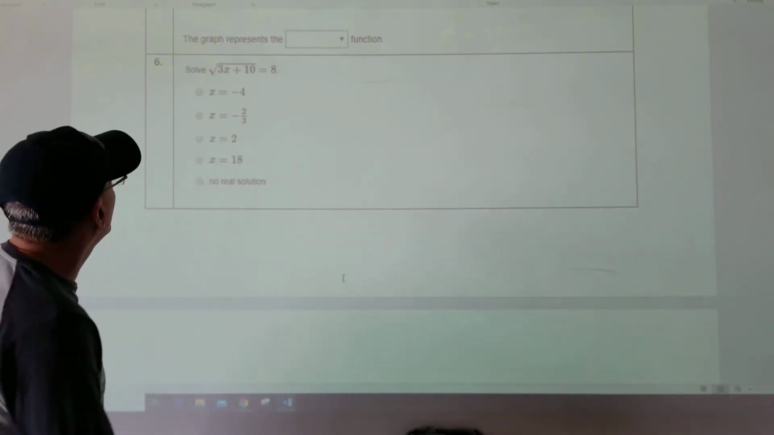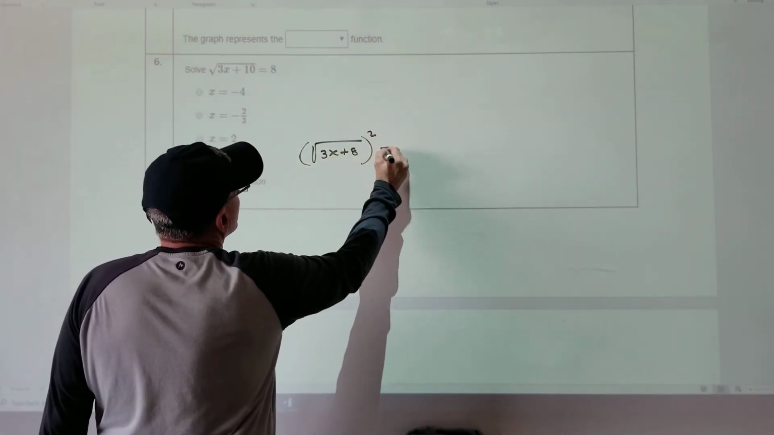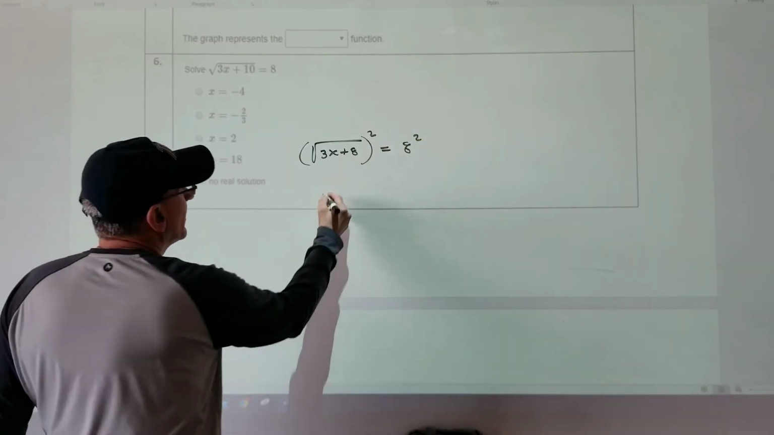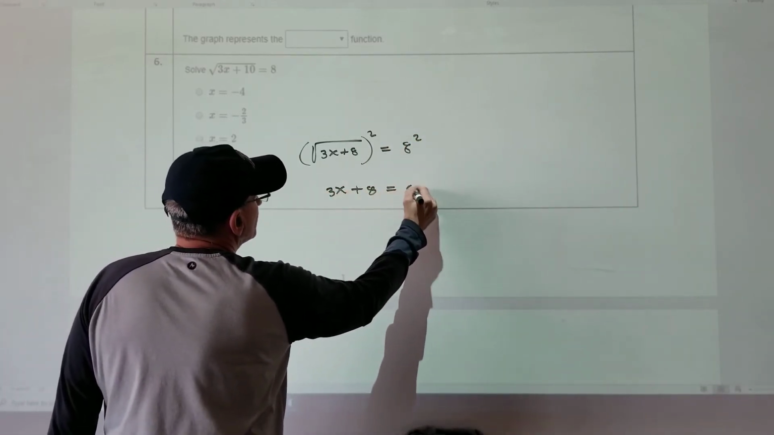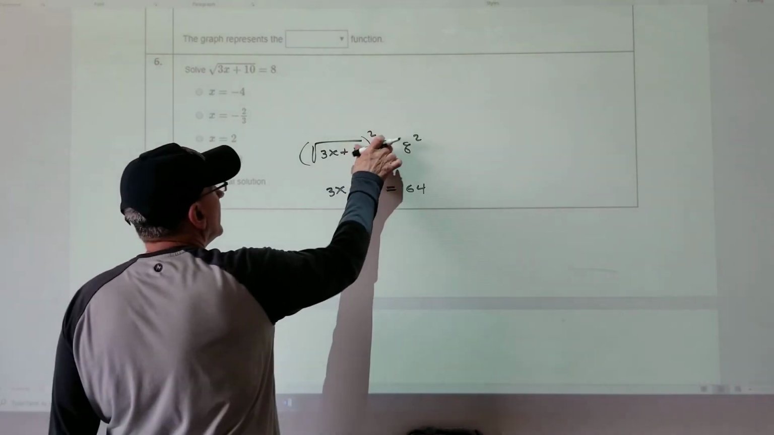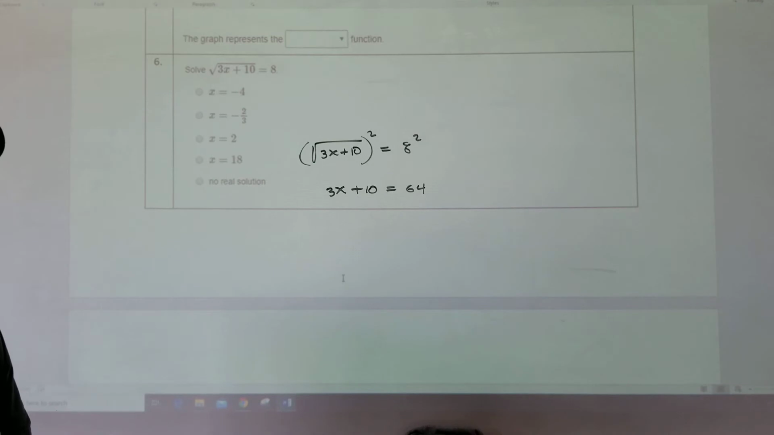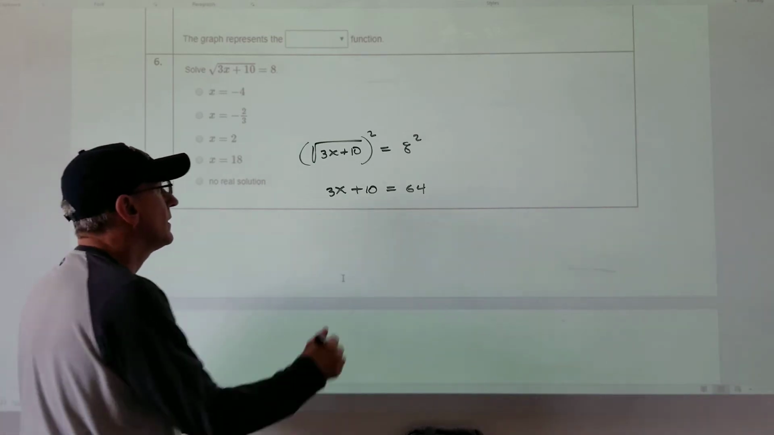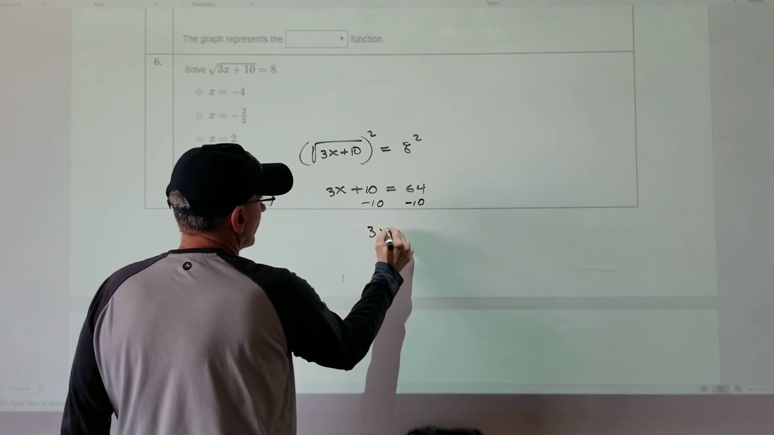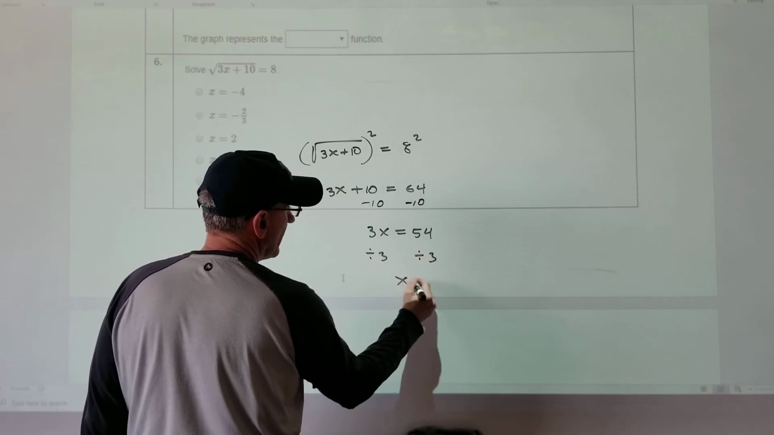Will we get one here? We'll see. So we have square root of 3x plus 10, and we're going to square that. And why are we going to do that? Because that's going to make 3x plus 10. Then what are we going to do? Oh, I misspoke. That was a 10. Excuse me. Now you're going to subtract 10 from both sides, like this. And then you're going to divide both sides by 3. And you're going to get x equals 18.